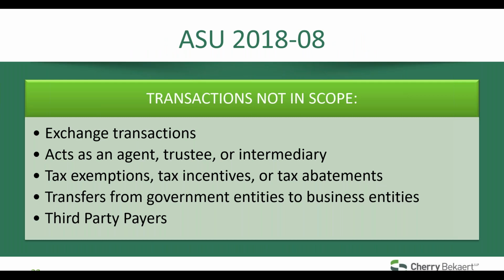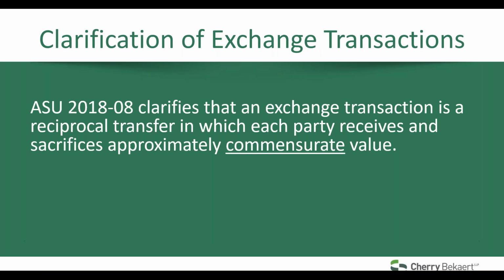So what is excluded from ASU 2018-08? Any exchange transactions, any transactions where you're acting as an agent, trustee, or intermediary. And normally if you're acting as an agent or a trustee, you're probably not recognizing revenue anyway. So any other tax exemptions, tax abatements, transfers from government entities to business entities, and third-party payers. So those are specifically not scoped into ASU 2018-08.